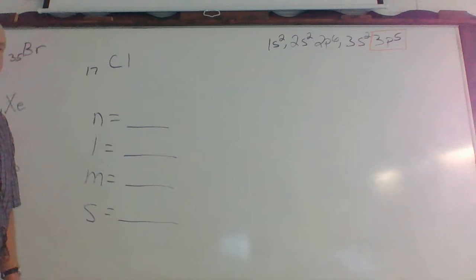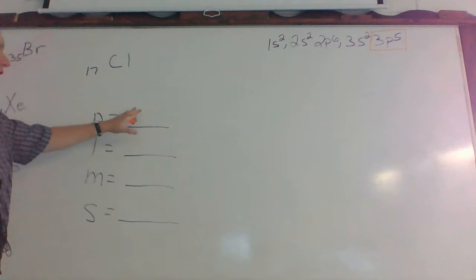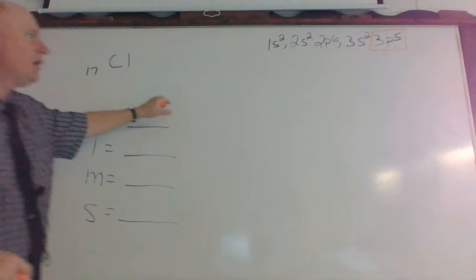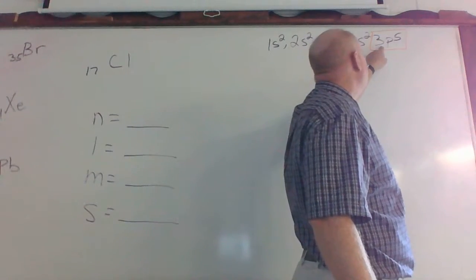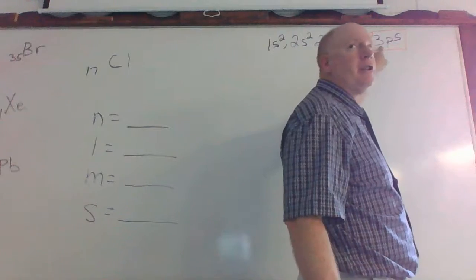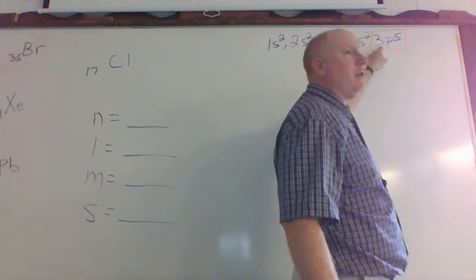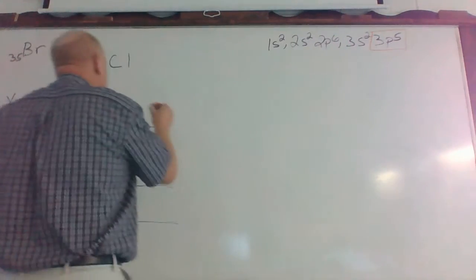This is why, when it comes to the letter N, that's the energy level that it landed in. The last electron fell in which energy level? 3, or third. So we're going to put a 3 there.